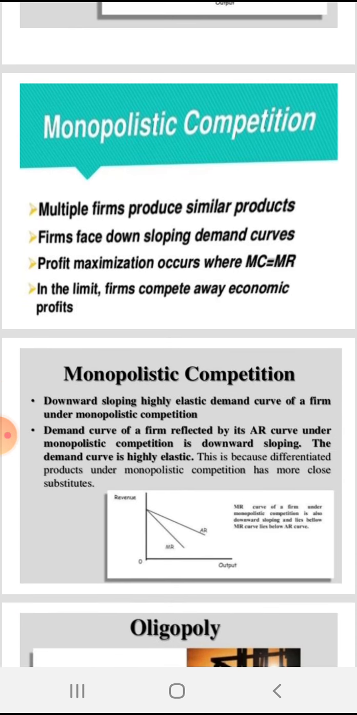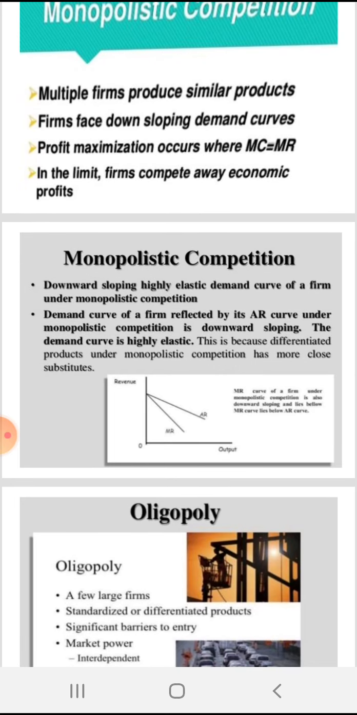Now let us see the monopolistic competition. Multiple firms produce similar products. Firms face downward sloping demand curves. Profit maximization occurs where marginal cost is equal to marginal revenue. In the long run, firms compete away any economic profits.